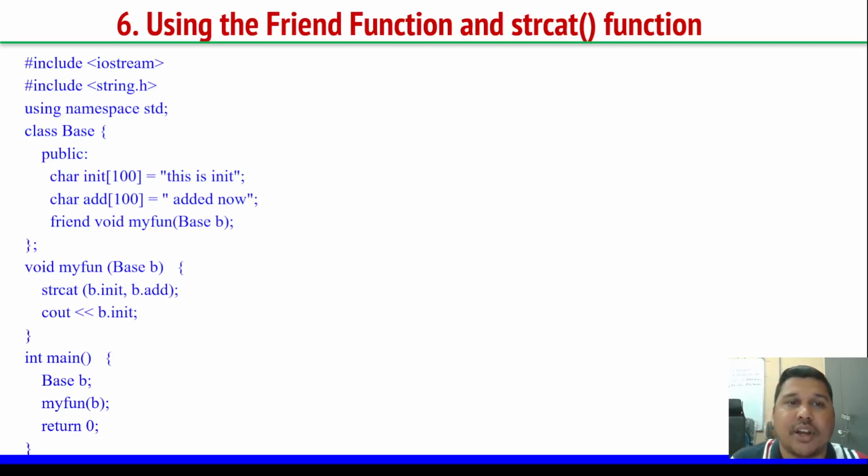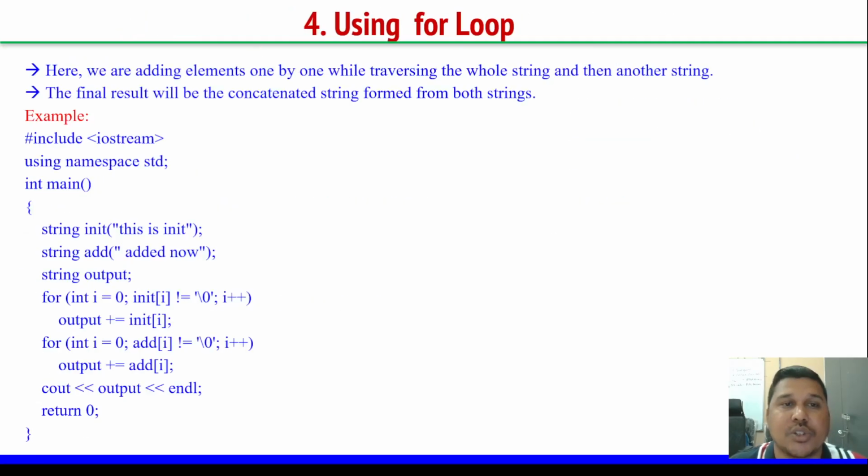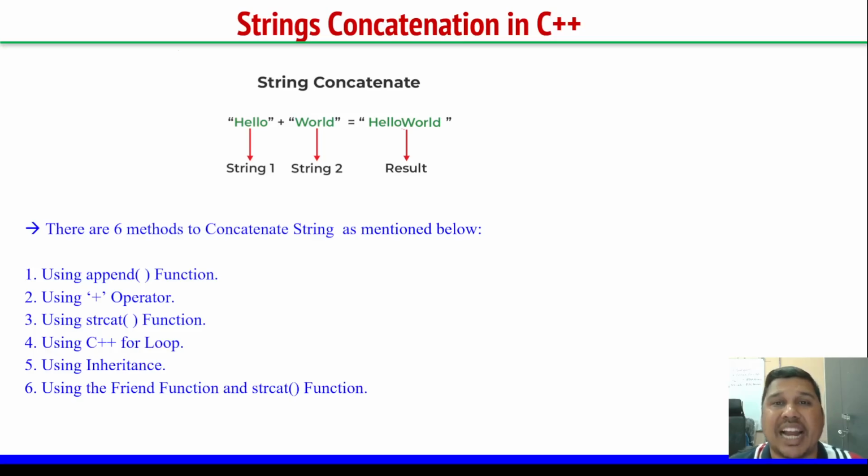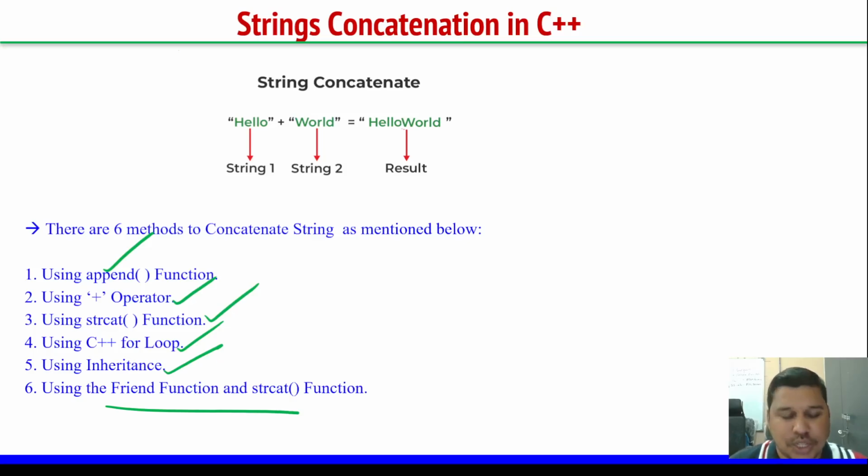If you are unaware of friend functions, please refer to the old video on friend function on YouTube and then understand this. So there are a total of 6 different ways of performing concatenation of two strings in C++. One is using the append function like we do in Python, then directly the plus operator adding two strings, then strcat which we follow in C programming as well, then using a for loop copying each character from S2 into S1. Then one is inheritance, which we left, and then using a friend function. Okay, so these are different ways of concatenating strings in C++.